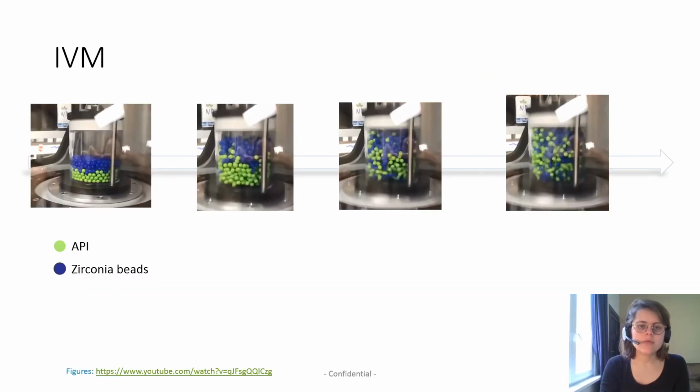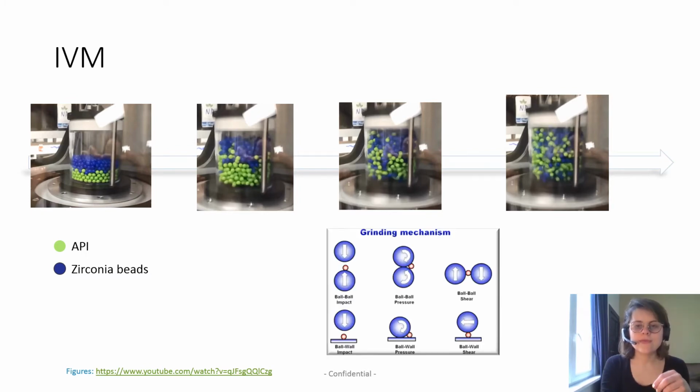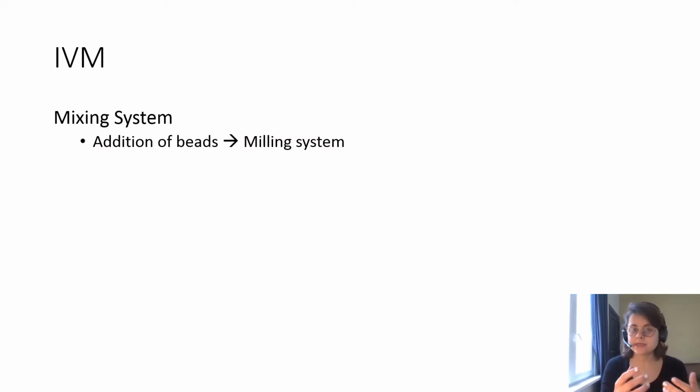But what happens then? Well, if we fill the vial again with the green beads as the API, and let's imagine that the blue beads are the zirconia beads, if you see the progress over time, everything goes crazy, everything starts to jump around, and at the end, there is a lot of grinding that can appear. So you can have ball impact, pressure, shear, etc. And in the end, the particle size of the API will reduce, hopefully, of course, up until the nano and micro level to produce those nano and micro suspensions. So the IVM on its own is a mixing system, but by adding these beads, we can have a milling system.